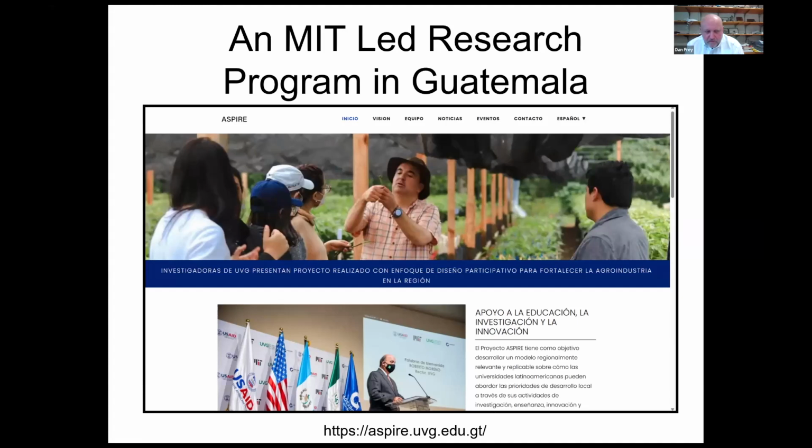We're hoping to make improvements to Guatemala's economy and their prosperity and their communities by getting higher education more involved in not only educating, but also solving problems, creating new opportunities, and doing that all through engineering and innovation, and doing so in a participative way with community partners.